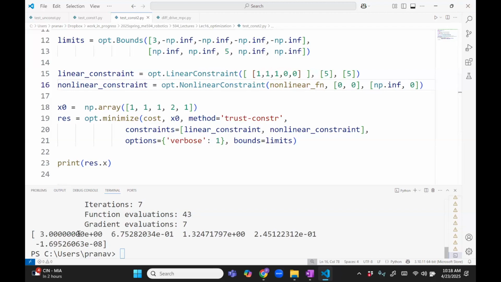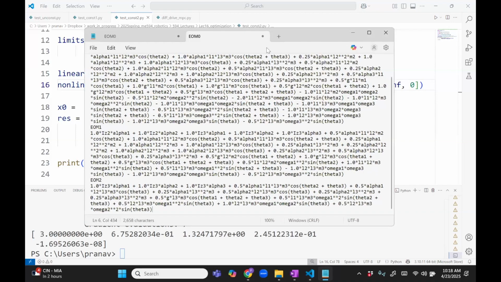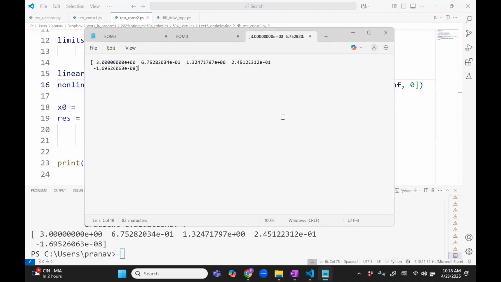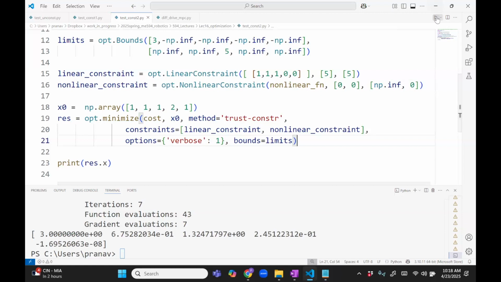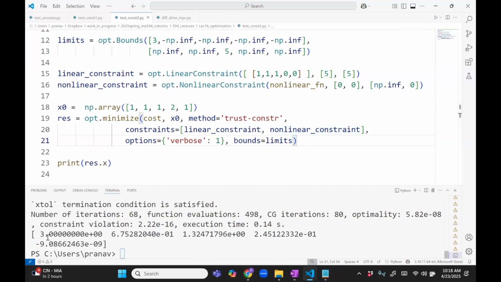So remember, this was the solution. You can copy this and put it in a notepad. Okay, so that's the solution. We can run this code and then check this against the other one. Are you sure I've copied this?